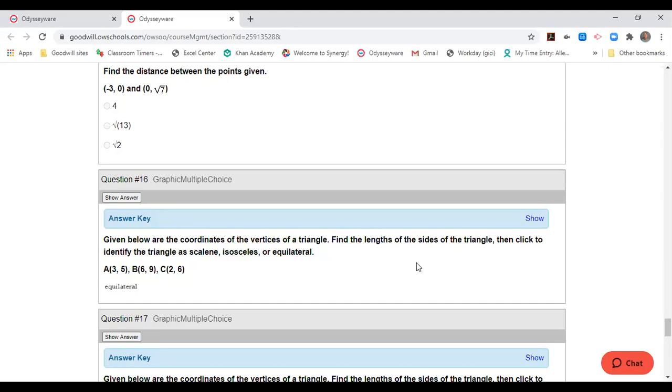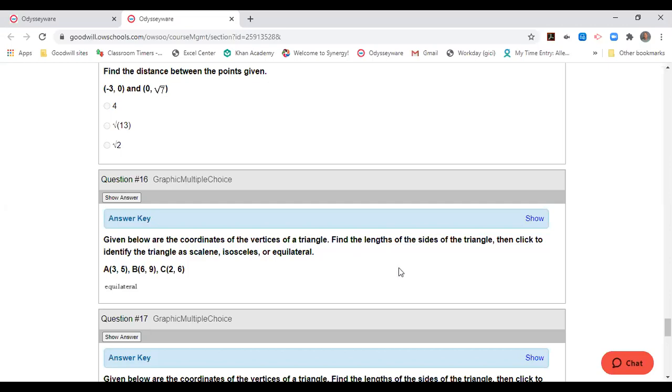A scalene triangle has no two sides the same. All three sides are going to be different lengths. So what about an isosceles triangle? One's longer than the other, like it'd be a right angle. Not necessarily right angle. You can have an isosceles right triangle.